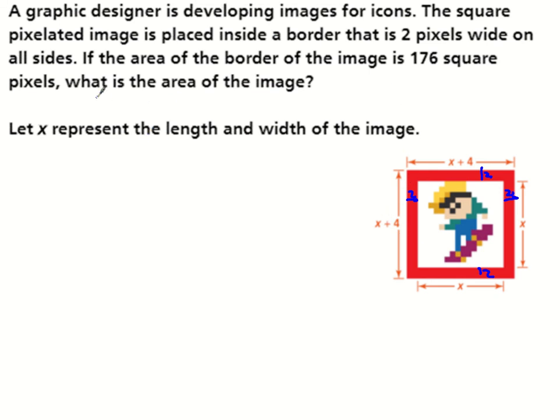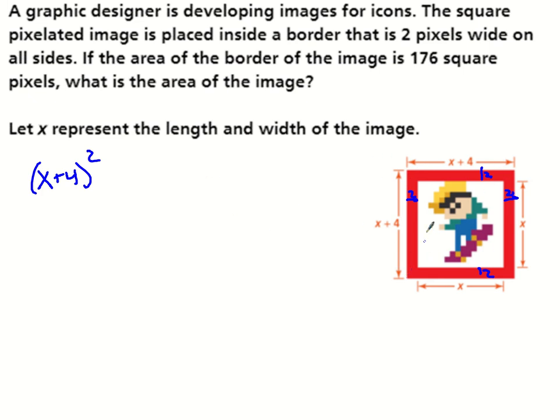So here's how I'm going to set this up. What I'm going to do is set up the area of everything on the outside. So the whole square is x plus 4 squared, because this is x plus 4 from here to here. This length is x plus 4 from there to there. Problem is the border is hollow, right?